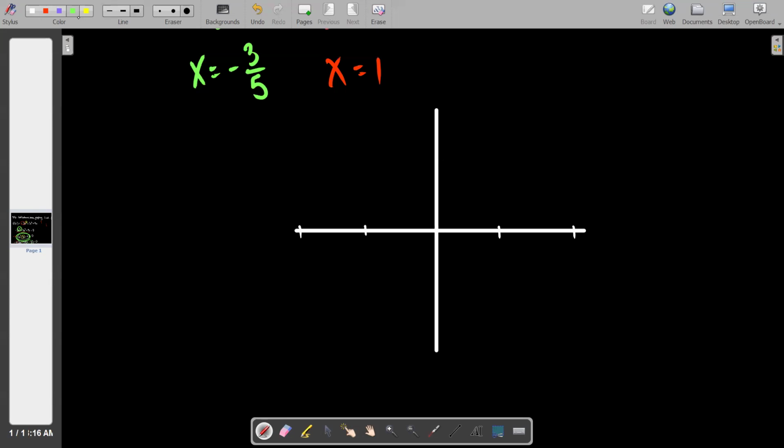So where's Mr. Green going to be? How do you describe -3/5? Like, where do I go? To the left, 3/5 of the way to -1. And 3/5 proportionally is more than a half. So, yeah, mark it like that. Where is the red guy?